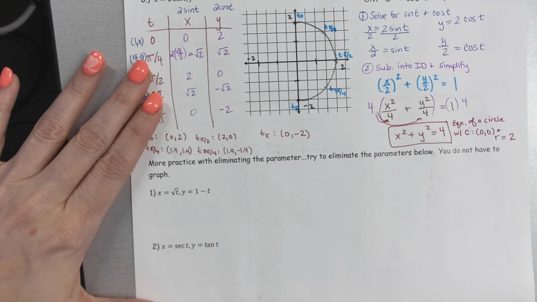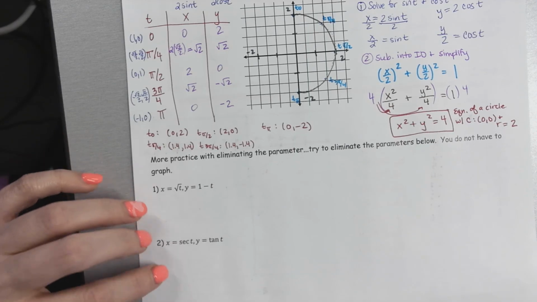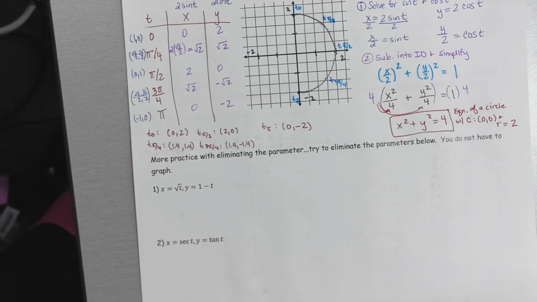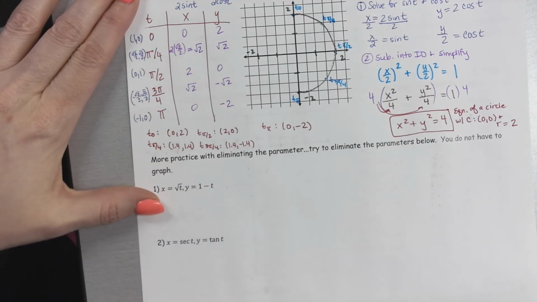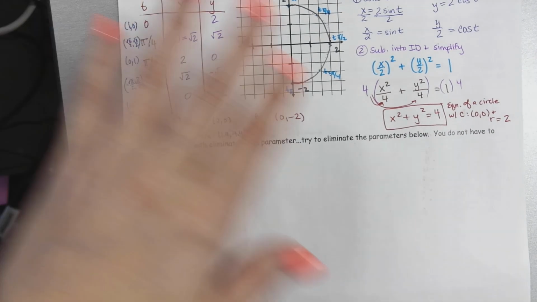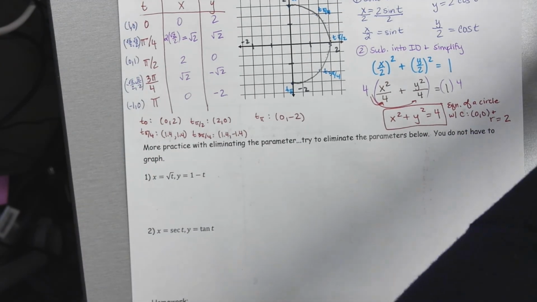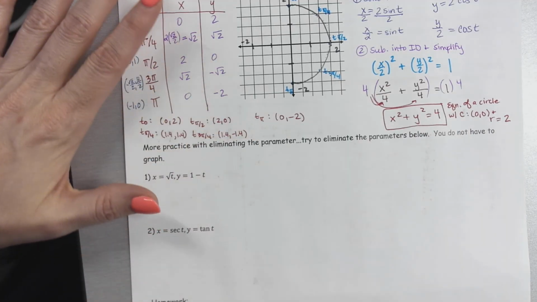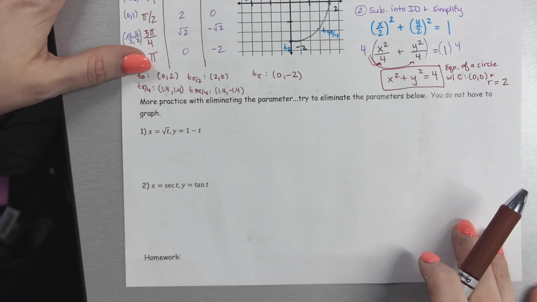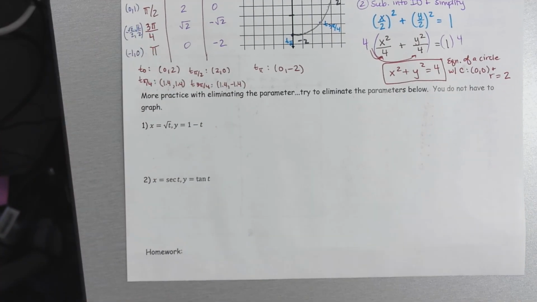Okay, so for 1 and 2, I just want you to eliminate the parameter. You don't have to graph it. I'm going to give you some time to do number 1. There is more than one way to do that. For number 1, you can pick which equation you think is simpler. We're going to do them both ways, so you choose.